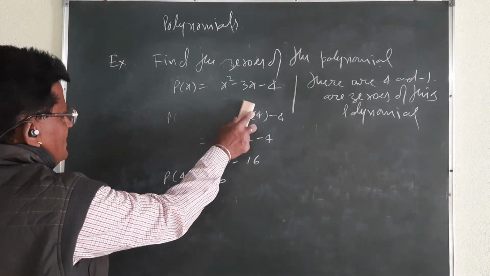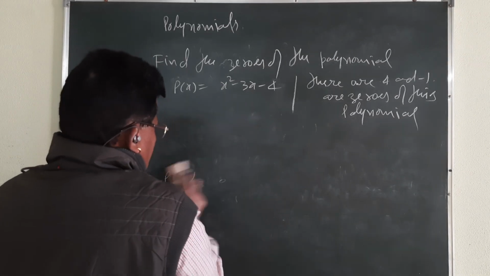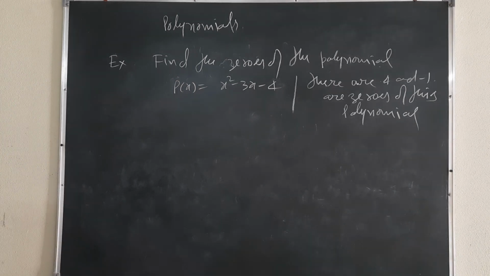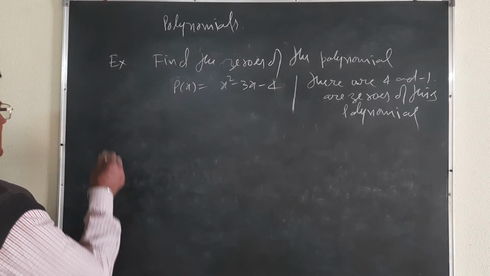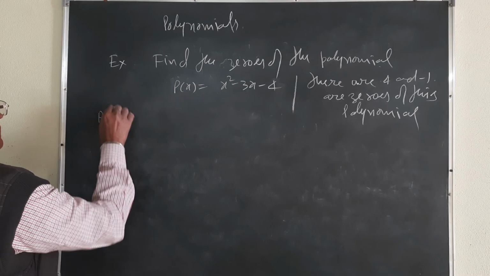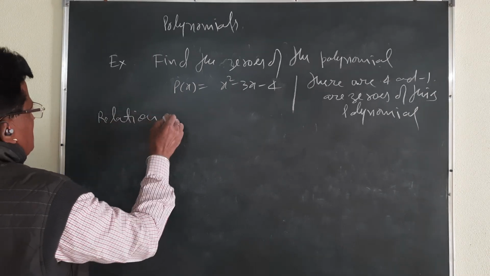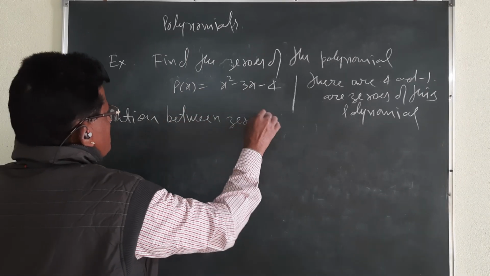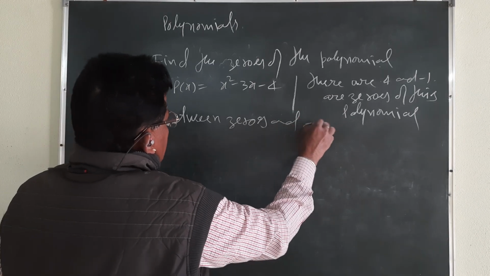Okay, let me remove this one and get another formula related to the zeros. And what will be the other formula? What will you say regarding the formula? Dear student, the relationship between zeros and coefficients of polynomials. I am taking another heading: relation between zeros and coefficient.